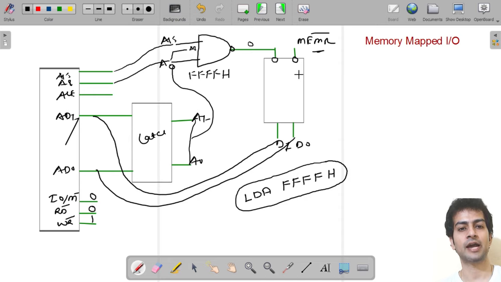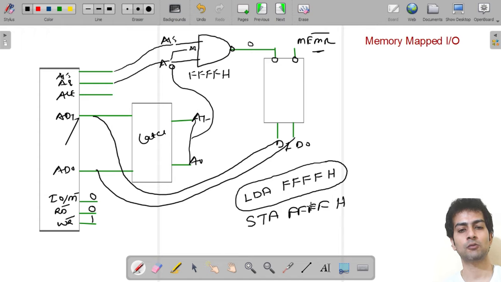But actually I have connected an input device here, and the data we are copying is copied from an input device. You will ask why we are doing it; we will come to it later. Suppose we have another instruction, STA. STA means store the data of the accumulator in memory location FFFF.